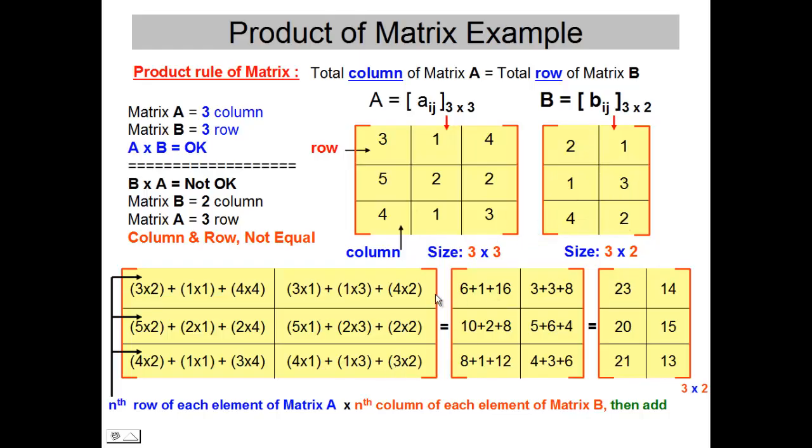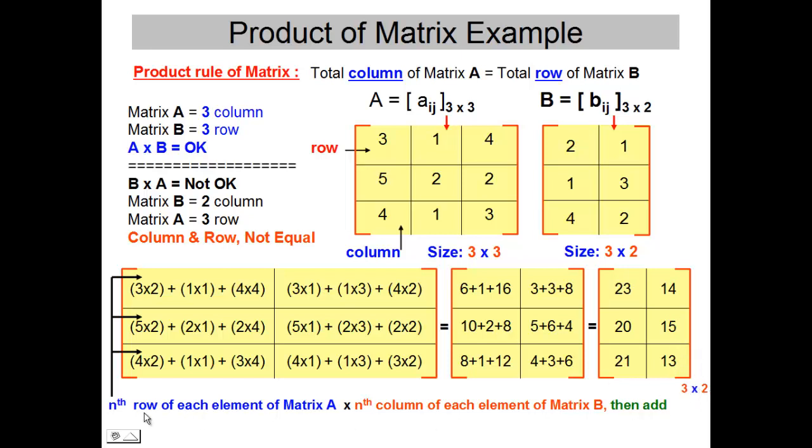Now total of the first element: 6 plus 1 plus 16. Second element: 3 plus 3 plus 8. Second row first element: 10 plus 2 plus 8. 5 plus 6 plus 4. 8 plus 1 plus 12, and 4 plus 3 plus 6. So the elements are 23, 14, 20, 15, 21, 13. So 3 by 2 matrix multiplication.